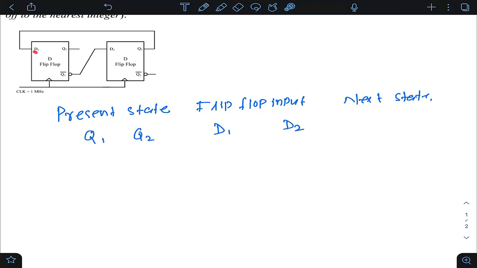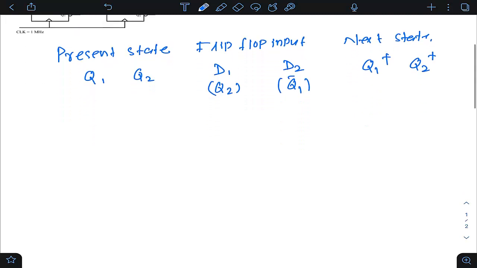So what is D1? D1 is connected to Q2, so here I am writing Q2. And D2, if you observe, is connected to Q1 bar, so this is your Q1 bar. Next we have Q1 plus and Q2 plus.